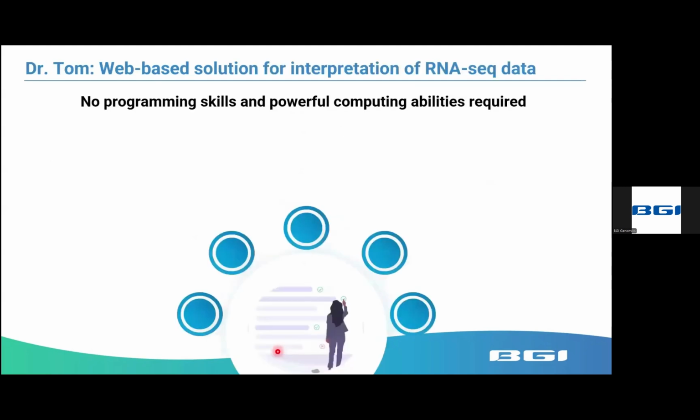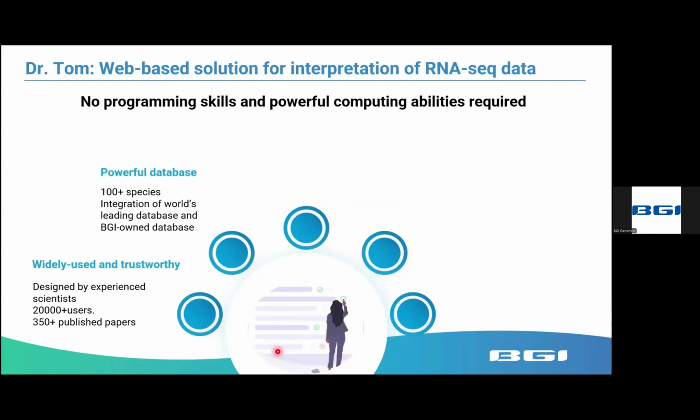And that's why we developed the Dr. Tom system years ago. We are aiming to help researchers interpret the data and visualize them, so that even those who are not bioinformaticians can perform RNA-seq analysis easily and conveniently. Right now, we have more than 20,000 users all over the world. More than 350 papers were published citing Dr. Tom. And we've built powerful databases of more than 100 species on Dr. Tom, in which information from public databases, such as KEGG, GO, and BGI in-house data, were collected.